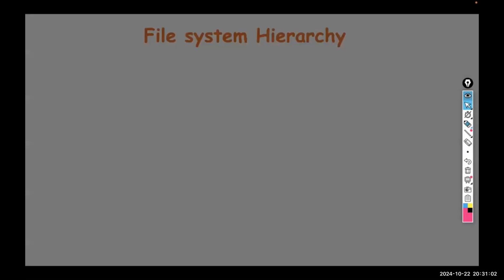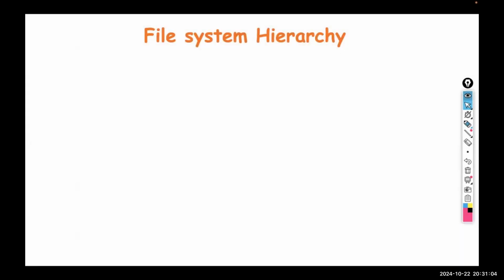Coming to the Linux operating system. Just as we have the C drive in Windows, in Linux we have the top level root. This is the root directory. The / is called the root directory. This root directory again has subdirectories.